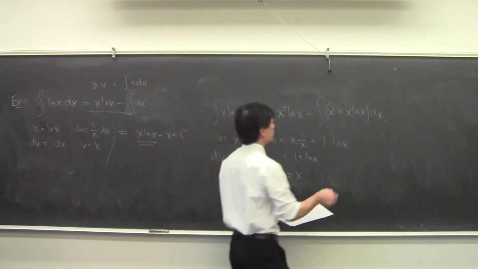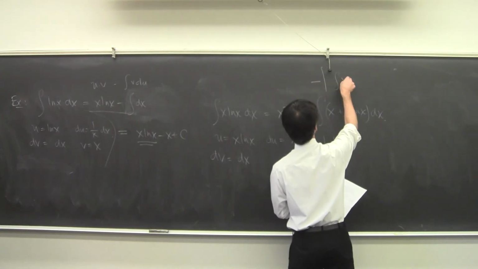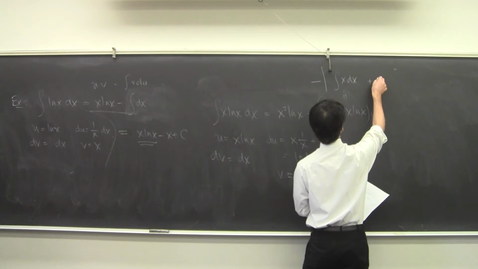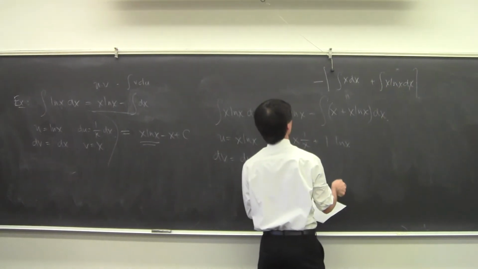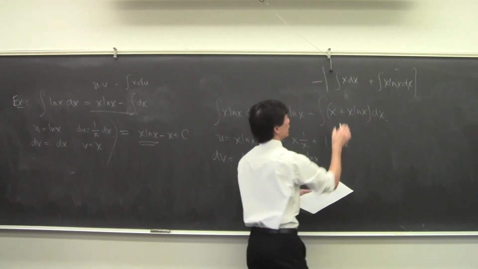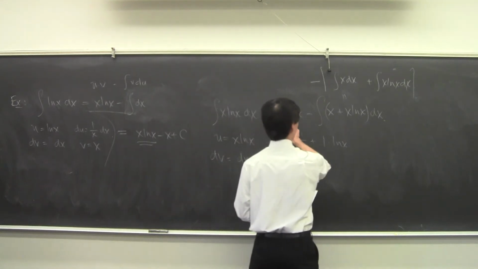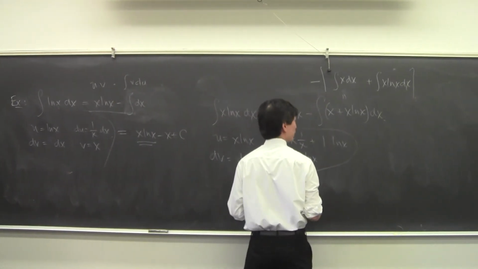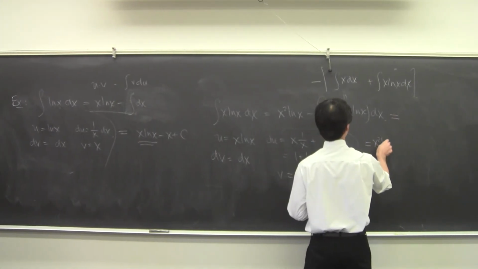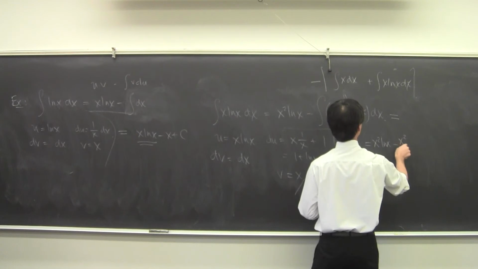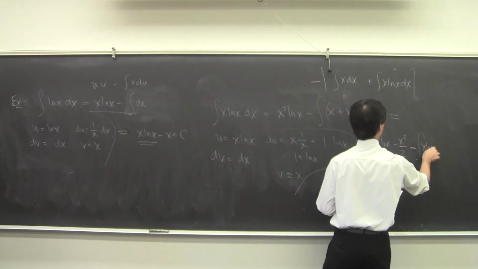Okay. Right. So let me break this up into the integral of x and the integral of x ln x dx. Well, you know the integral of x. That's just x squared over 2. So if I write this out, I get that this equals x squared ln x minus x squared over 2 plus the integral, minus the integral of x ln x dx.